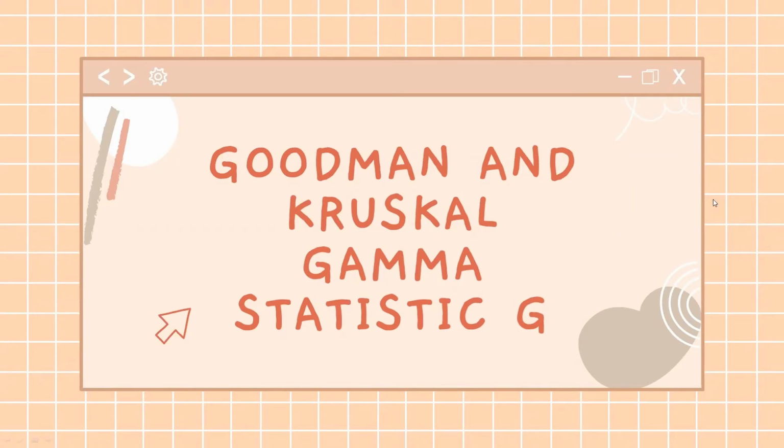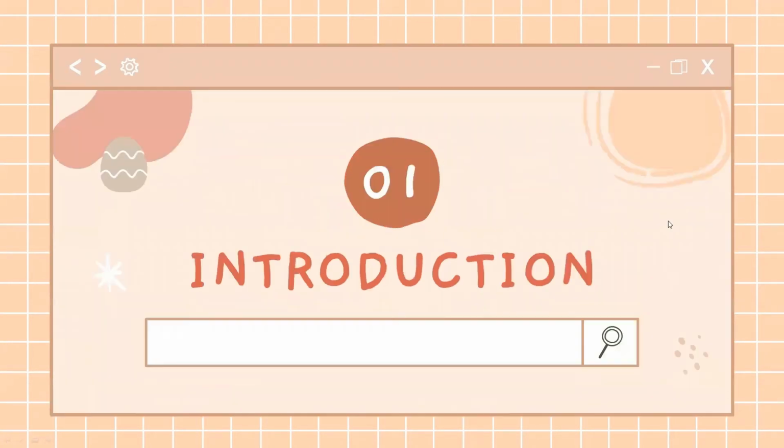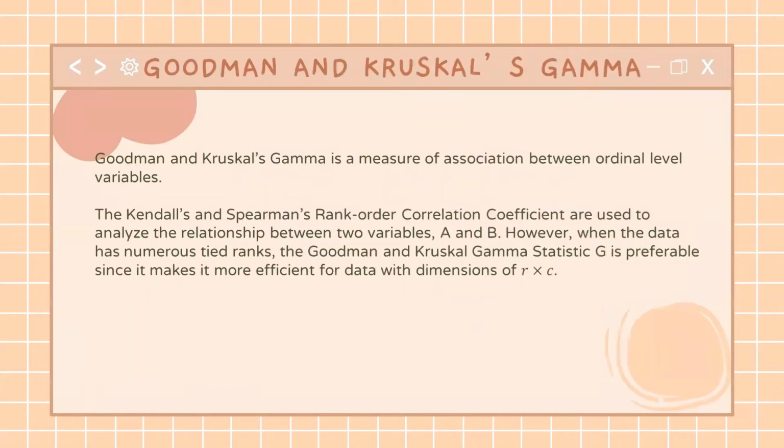We will now talk about the Goodman and Kruskal gamma statistic G. For the introduction, the Goodman and Kruskal gamma measures the strength and direction of association between ordinal level variables. The gamma statistic was proposed in a paper by Leo Goodman and William Kruskal. The lowercase Greek letter gamma will represent the population parameter estimated by the correlation coefficient. G will represent the sample statistic used to estimate the value of gamma.